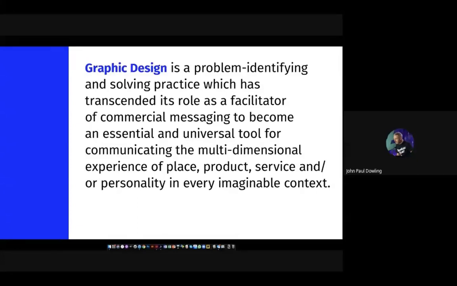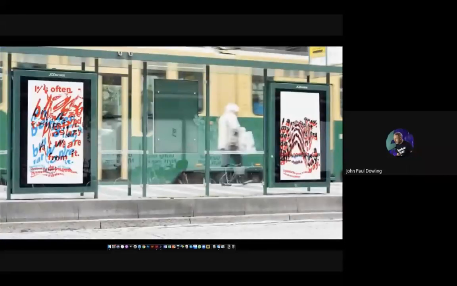These are all things that graphic designers do. We take very complex things and we make them accessible and legible to an audience. Our work generally exists outside, and that's outside the studio. So it could be on the street, could be in a bookstore, could be in a department store.